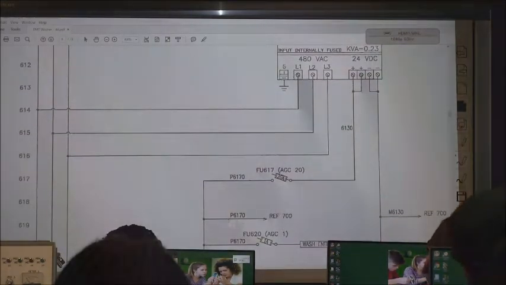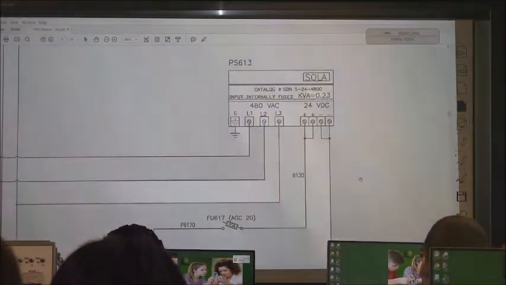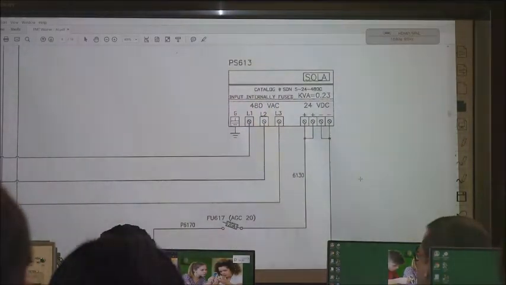Anyway, so we trace it back, right? What kind of voltage is going to be on that? 24 volts in it. Exactly right.